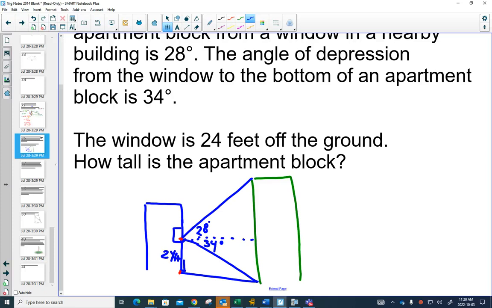How many right triangles got made? 3 of them. There's one, you could put a right angle here, a right angle here, a right angle there. But technically, I would probably use this green one here and purple one here. And because this window is 24 high, does it make sense that this is also 24 on that side?